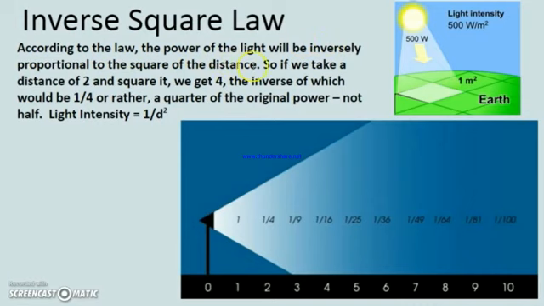Now it sounds really wordy, but think of it this way. If we take a distance of 2 and we square it, we get 4, the inverse of which would be 1/4, or rather a quarter of the original power, not half. Therefore, light intensity is 1 over d squared.